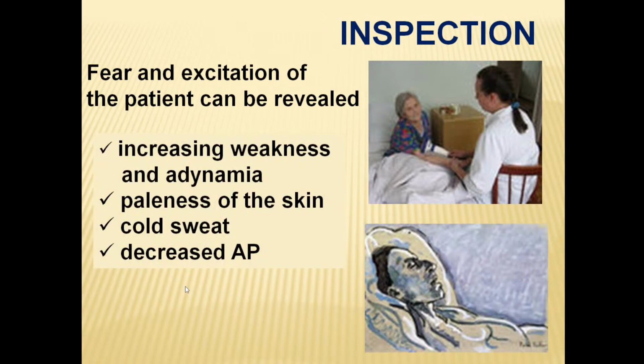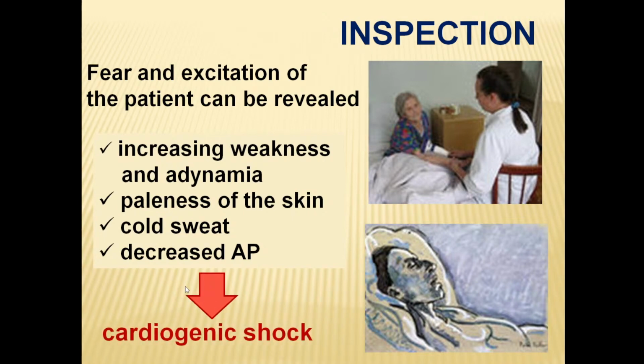The patient complains of progressive weakness, then his physical activity decreases. We can see that the skin of the patient may be pale with a bluish hue, covered with cold sweat, and we will record decreased blood pressure. If the blood pressure is lower than 70 millimeters of mercury for systolic pressure, we are talking about cardiogenic shock. Because we remember, shock is acute vascular insufficiency, which is characterized by a fast and significant decrease in blood pressure.